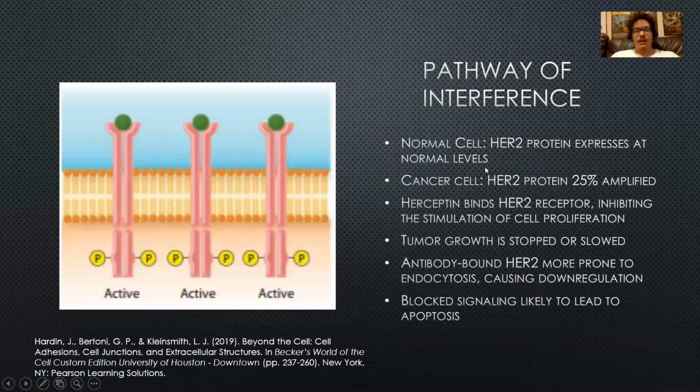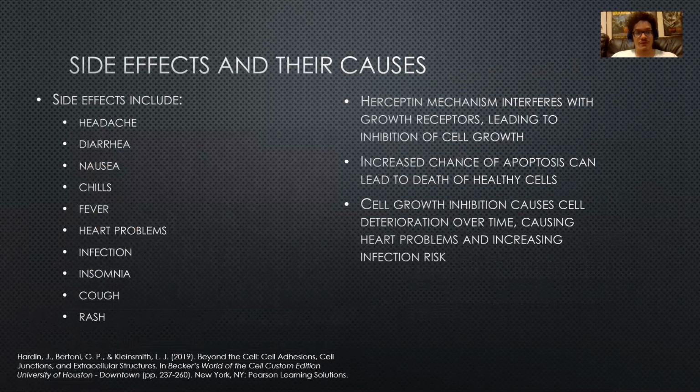In addition, HER2 proteins that are bound by these Herceptin antibodies are more likely to become endocytosed by the cell, leading to downregulation and restoring a sort of normal level of HER2 in tumor cells, again, slowing or even stopping cell growth. And in addition, the fact that cell signaling is blocked in these cells makes it more likely that the cell will undergo apoptosis, once again getting rid of cancer cells and preventing the growth of tumors.